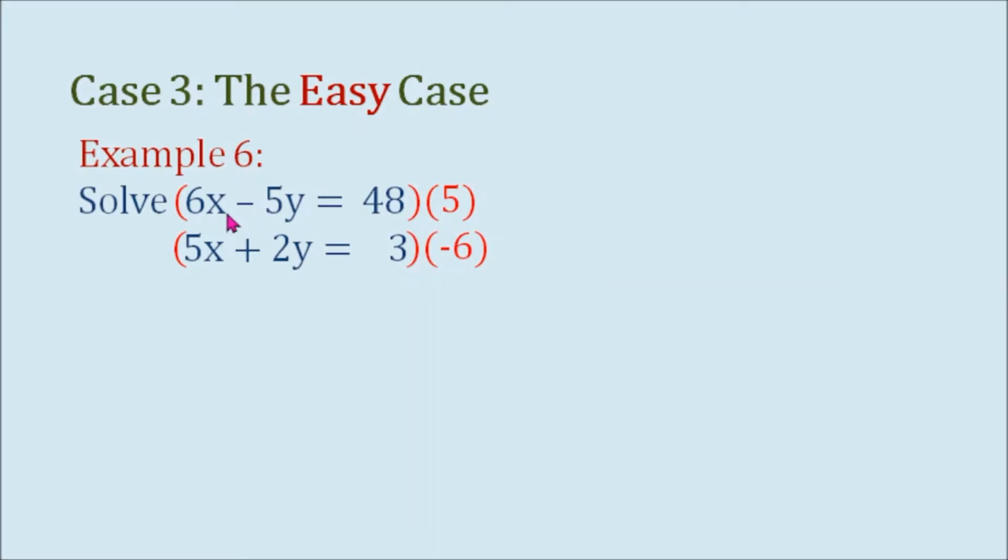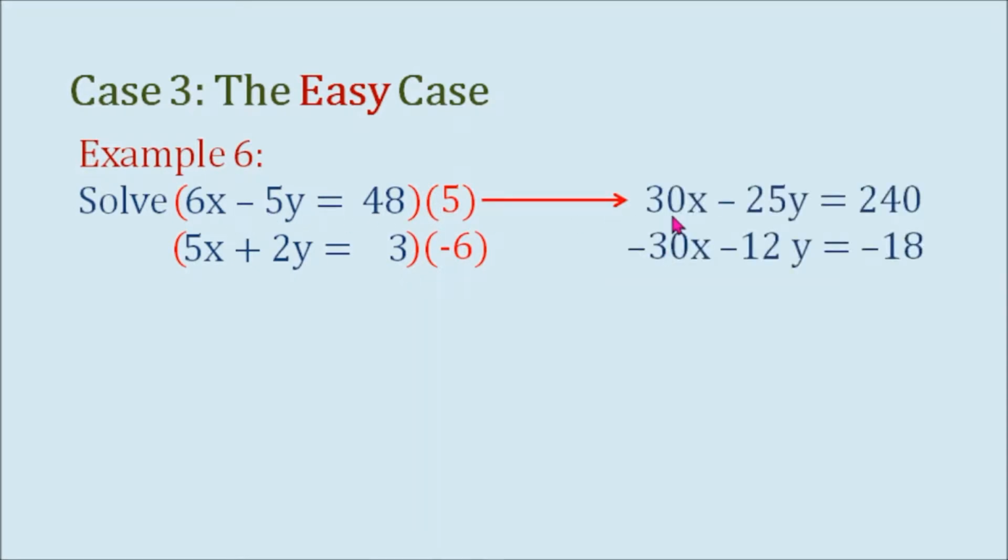So 5 times 6x equals 30x. 5 times -5y equals -25y. And 5 times 48 equals 240. Then -6 times 5x is -30x. -6 times 2y equals -12y. And -6 times 3 is -18. So adding the two equations, variable x is eliminated.